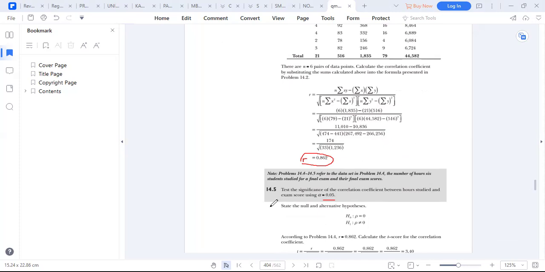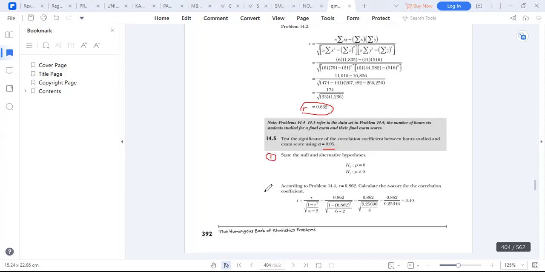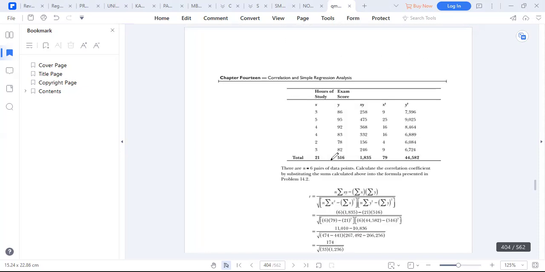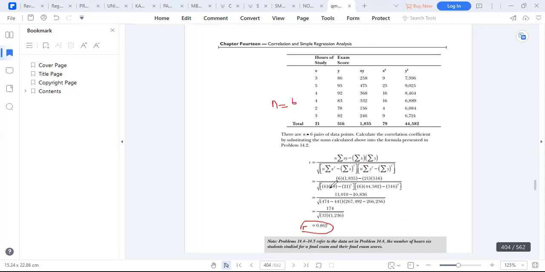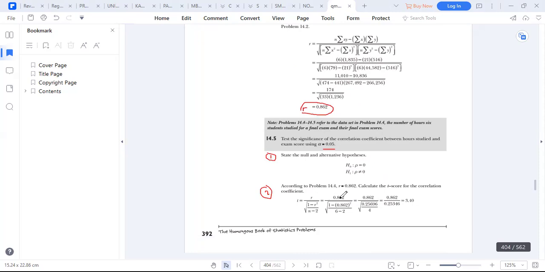So the second step is to calculate the value of T. T is given by R times the square root of (1 minus R squared) over (N minus 2). From here, our N is what? 1, 2, 3, 4, 5, 6. Our N is 6, and our R we calculated as 0.862. So you can fuse it in here: 0.862, 1 minus 0.862 squared over 6 minus 2, as part of the formula, where we get your T value as 3.4.